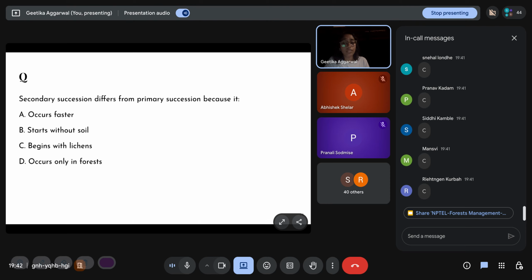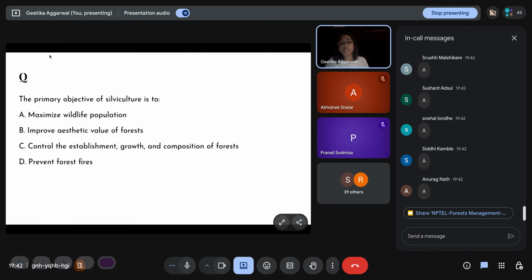Secondary succession differs from primary succession because it occurs faster. It starts without soil. It begins with lichens. It occurs only in forests. So, how is secondary succession different from primary succession? Which of these is the feature of secondary succession? Very good. It basically occurs faster than primary succession. So, A is the correct answer.